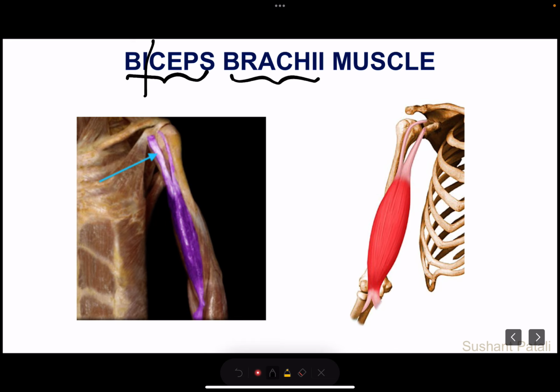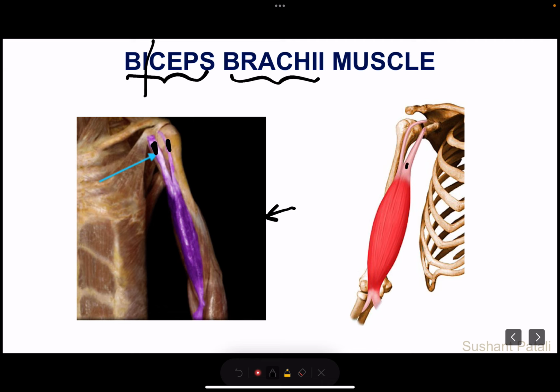We also have the biceps femoris muscle, which is in the lower limb. So this is the biceps brachii muscle. This muscle is highlighted in blue or purple in this picture. We see the short head and the long head of the biceps brachii muscle. In both pictures, the long and the short heads can be seen.